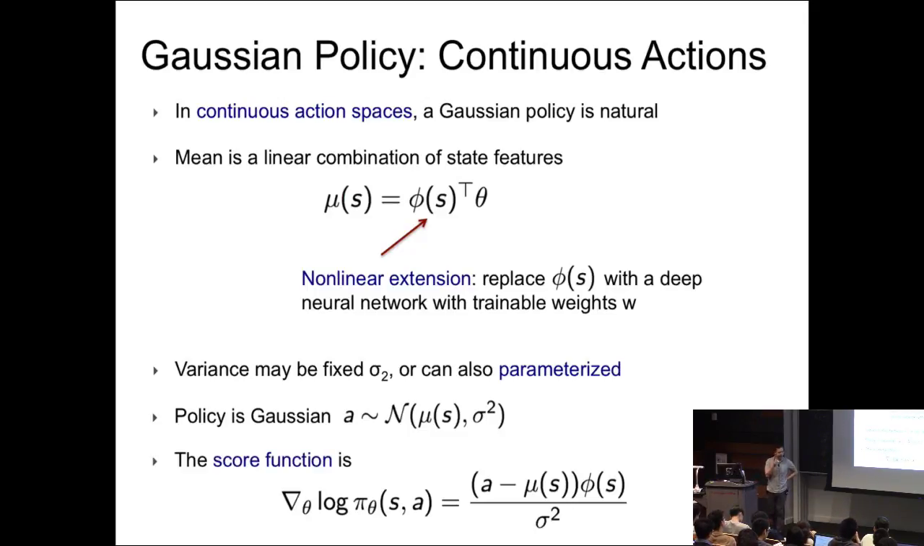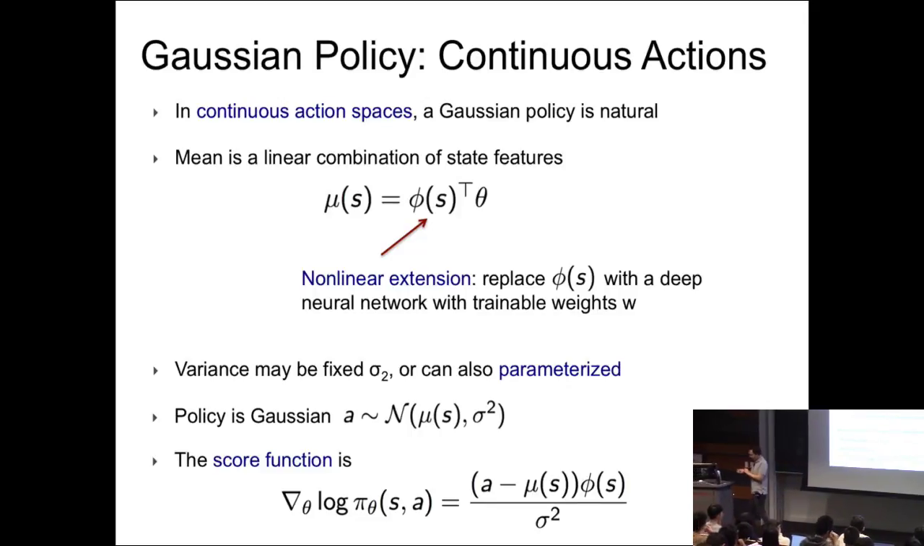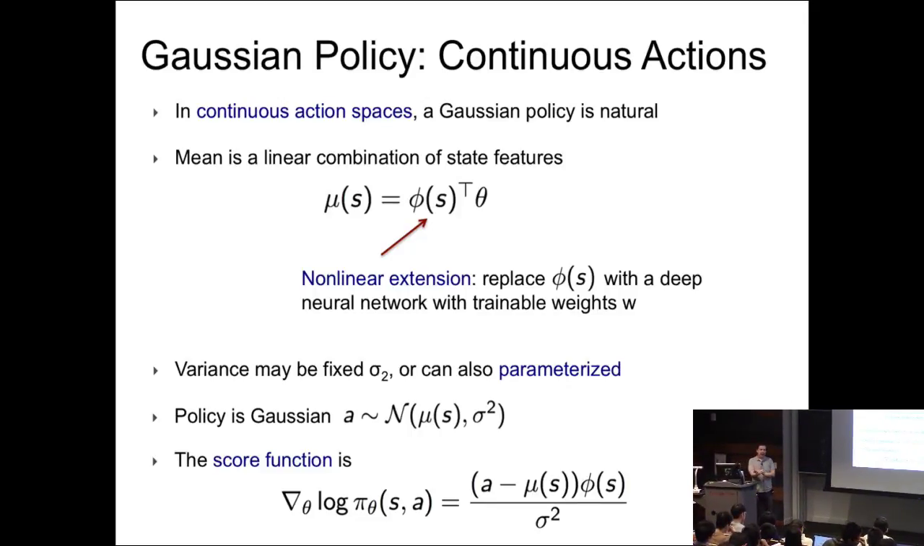In this case, you can compute the score function. The derivative of the log of pi is just going to be your action minus its mean, multiplied by the features, and divided by the variance. Under Gaussian, you should always remember: Gaussian is always e to the negative something squared. If you see e to the negative something squared, think Gaussian. If you take the log of it, something nice happens: you just have something squared. So if you take a derivative of it, you basically get this.